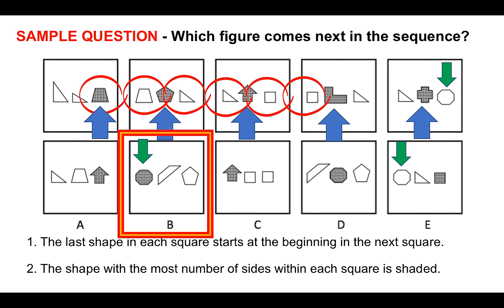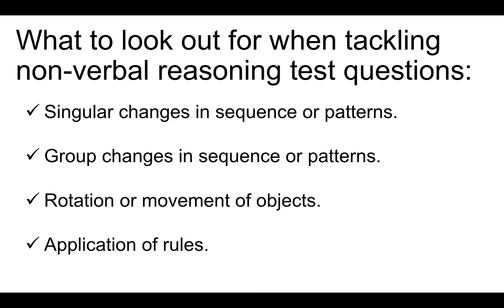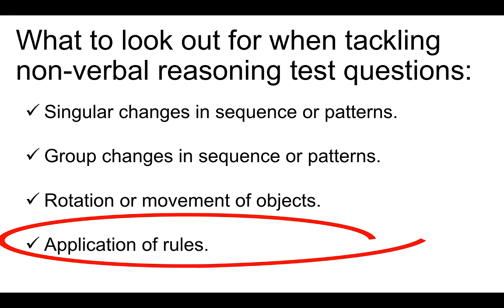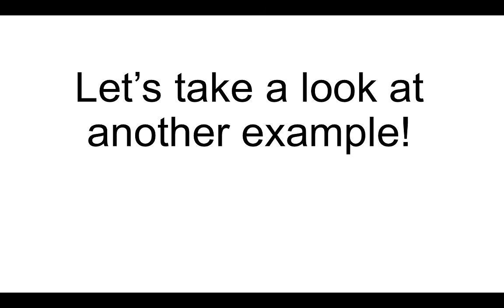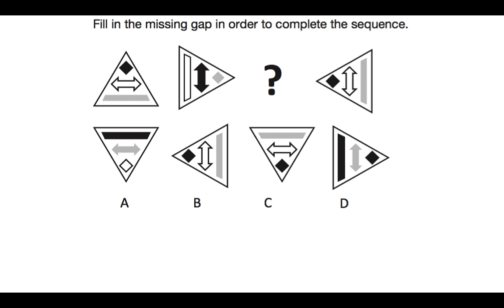Now, if we now go back to what we should have been looking out for, you'll see there that that fits in the application of rules and also singular changes in sequences or patterns. Because the single changes in the sequence or patterns is a shape starting at the beginning, and there's also a rule there. The rule is that the shape with the most number of sides is shaded. Okay, so hopefully it's all coming together now. Let's have a look at another example non-verbal reasoning test question for you guys. Now again, on face value, this looks quite difficult, but it is rather basic.